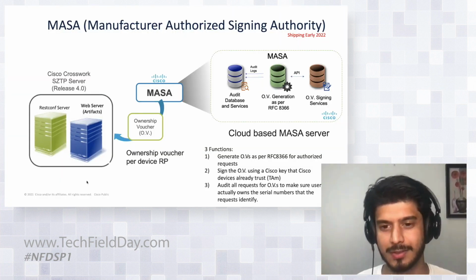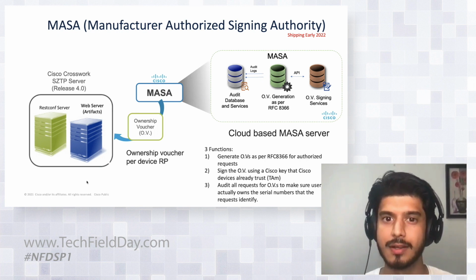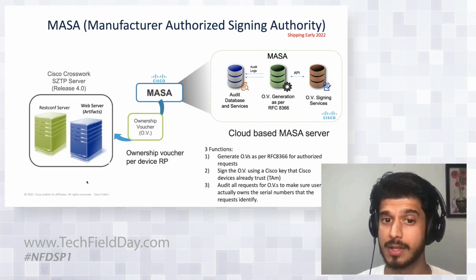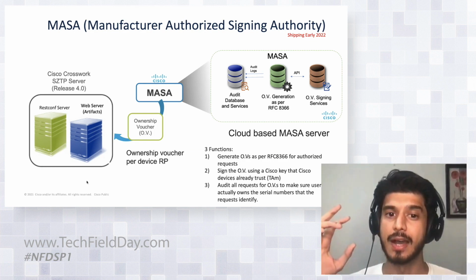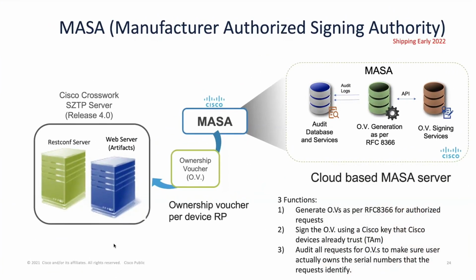How do you get the OV for the router? What we've done is we've gone ahead and created a cloud-based MASA service, basically a manufacturer authorized signing authority. That's what it stands for. And this particular entity is allowed to give you a signed ownership voucher based on cloud APIs that you can access. And you can basically use that to fetch the ownership voucher, place it on a secure ZTP server, which is RFC compliant. In this case, Cisco Crosswork SZTP server is one such example.